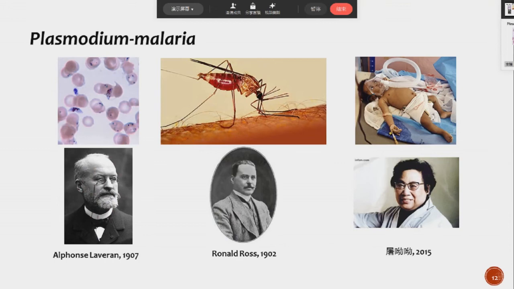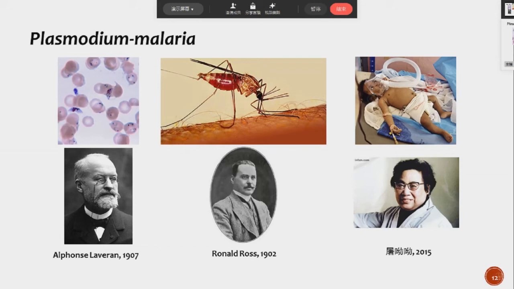Malaria is a famous disease, yes? In tropical areas and worldwide, malaria is one of the most severe parasitic diseases, with a high mortality rate. The pathogen's name is Plasmodium. Plasmodium mainly parasitizes our RBCs. They multiply, they develop, and at last they destroy the RBCs. So the patient can have anemia, and also fevers and so on.